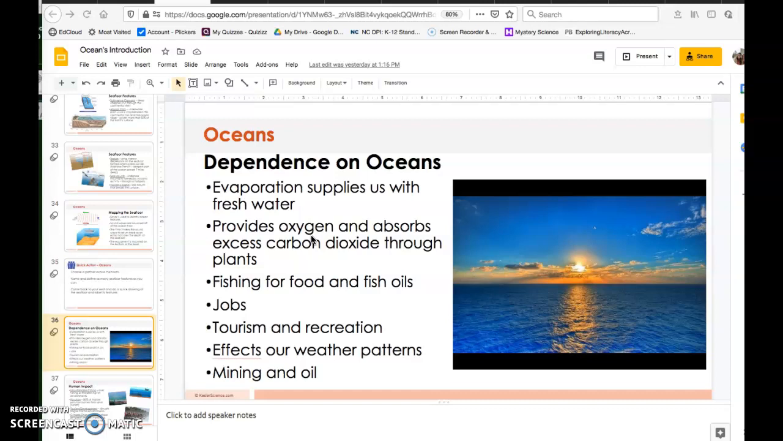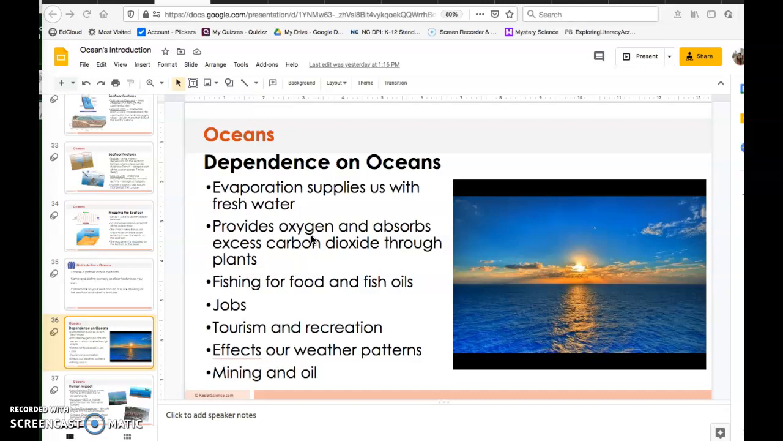The ocean also is a great place for fish, right? So we use the ocean to fish and eat the fish, sell the fish, whatever you do with the fish. And we can also get fish oils from those fish. That provides jobs for people, whether that be fishermen, people who are driving the boat, people who, like my friend Andy, monitor the fish and make sure they're fishing sustainably.